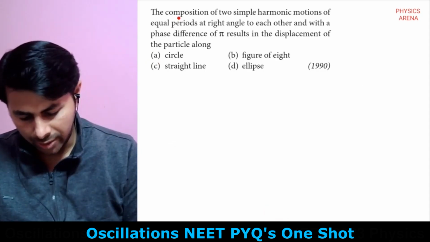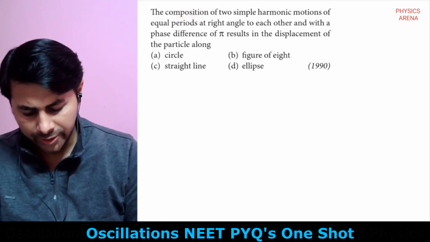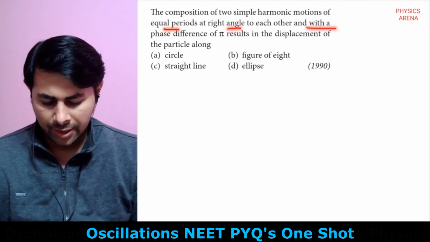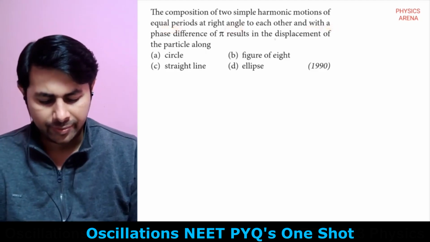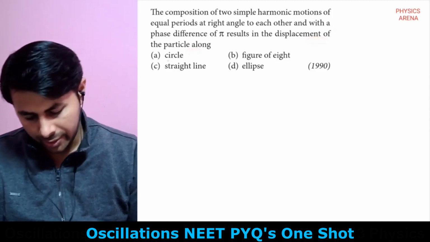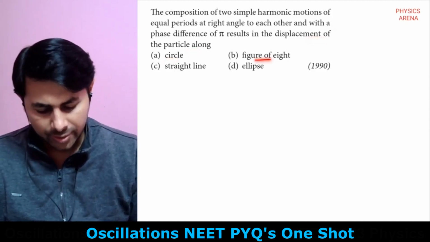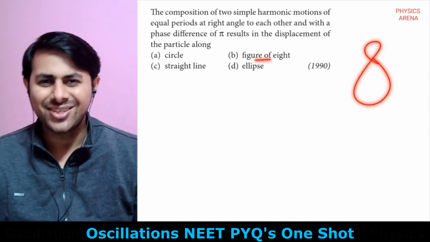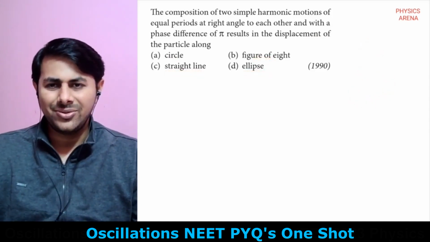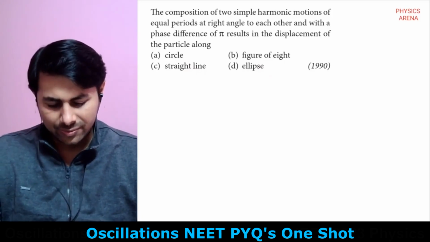The composition of two simple harmonic motions of equal periods at right angles to each other and with a phase difference of pi results in the displacement of the particle along a circle, figure of 8, straight line or ellipse. Now, can you tell me?